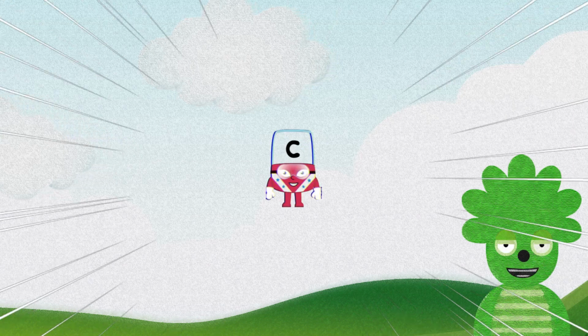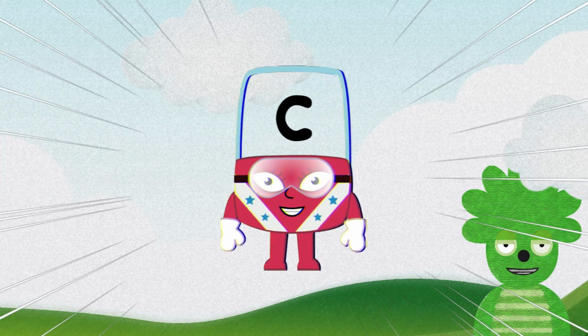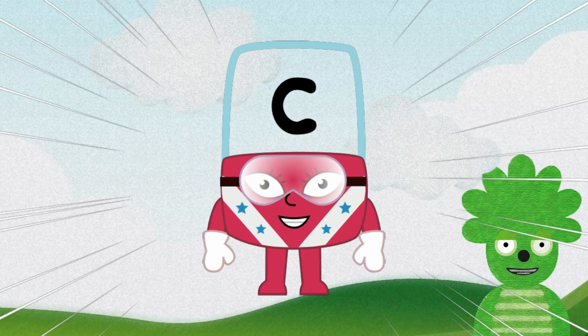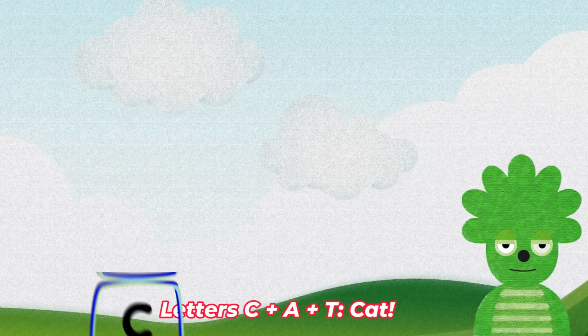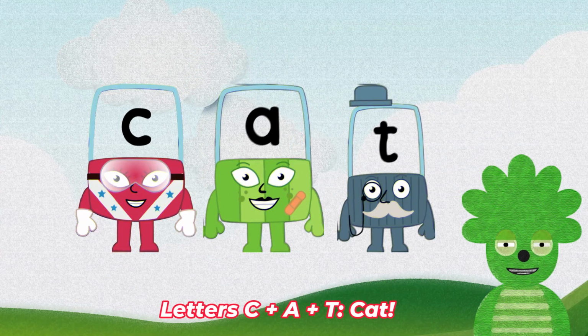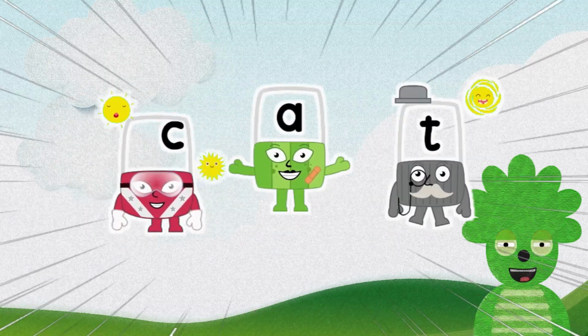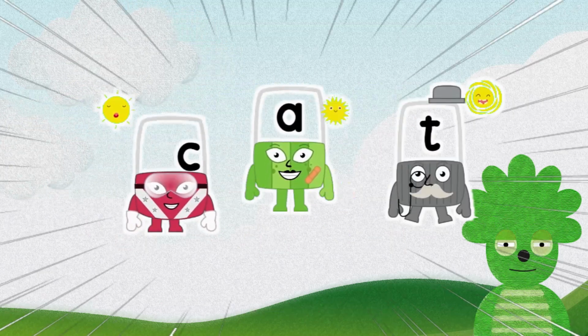Look, letter C is here. I make the sound K, like in cat. Now, let's find a word starting with C. Letters C plus A plus T, cat. Great job, you made the word cat.